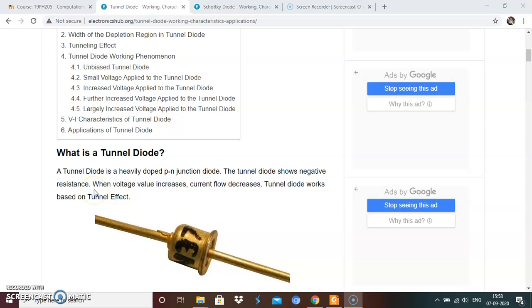It means that when you apply a greater voltage to the diode, there is a smaller current in the diode. If you apply a smaller voltage, there is more current in the diode. So that is called negative resistance. The tunnel diode works based on the tunnel effect.